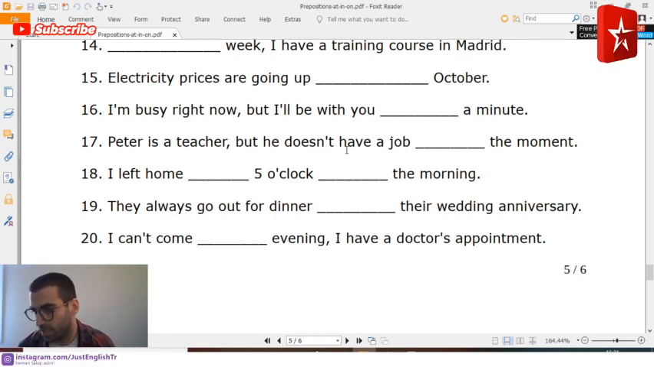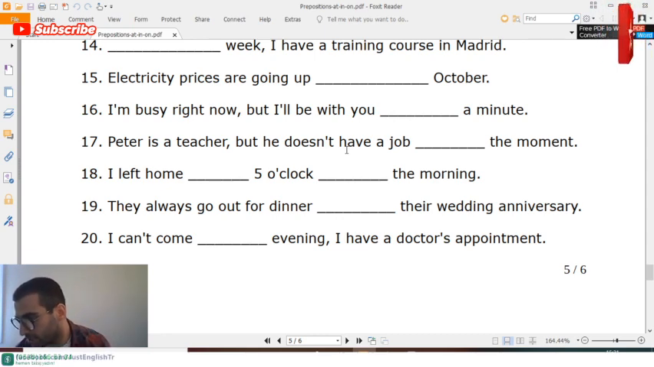Which one? Okay, I'm waiting for your comments. Which one we can use? Waiting for your answers. Peter is a teacher but he doesn't have a job. Sorry, they say at 17. Salah, Elif, machinist. Yes, they are correct. At the moment. Yani şu anda dersek, şimdi dersek at the moment kullanırız.